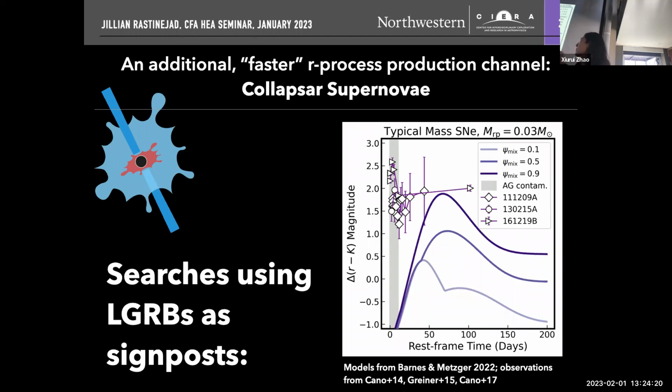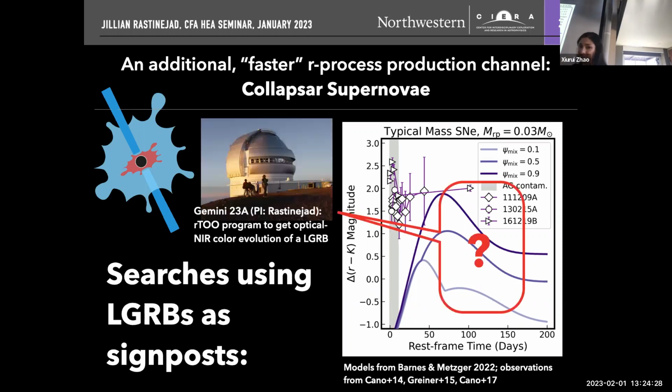There's this dearth of observations that are really able to probe this question of whether long GRBs or long GRB supernovae can create r-process. And so to explore this parameter space, I got an approved Gemini proposal to get observations of the optical NIR color evolution of a long GRB. And hopefully I hope to give you a talk that says we have distinguished GRB and r-process in the supernova.